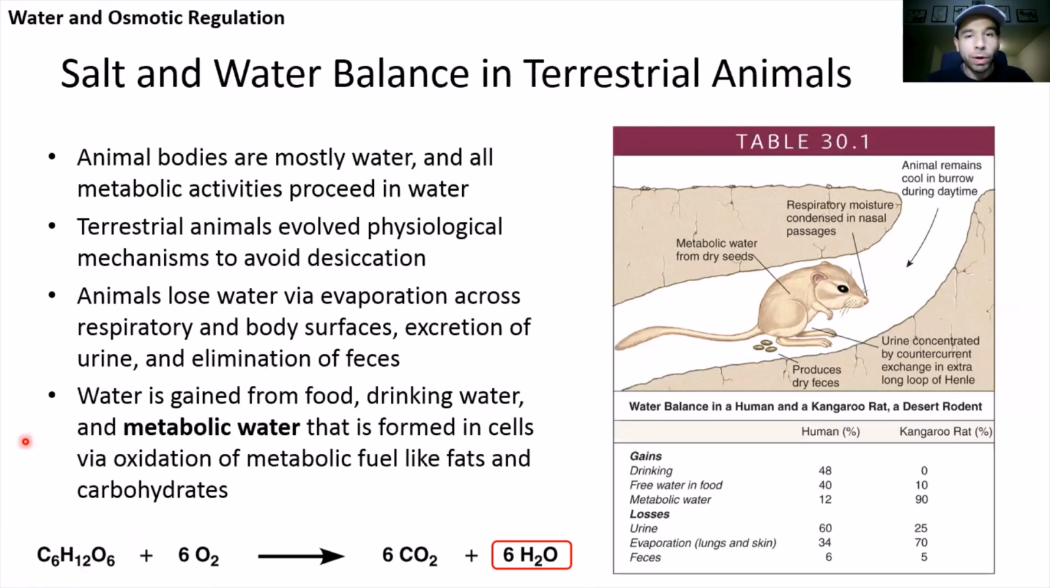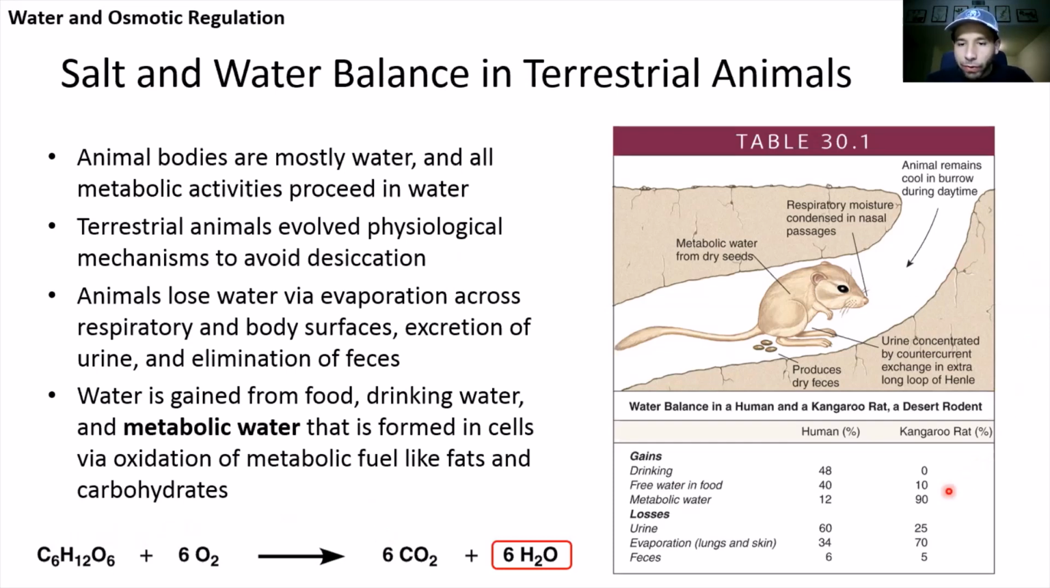Metabolic water is what comes out on the other end of an oxidation reaction of fuels like fats and carbohydrates. For example, like the oxidation reaction of glucose, C6H12O6. When combined with oxygen, you get carbon dioxide and water. So that's called metabolic water.